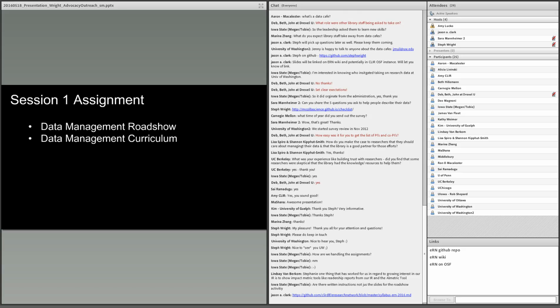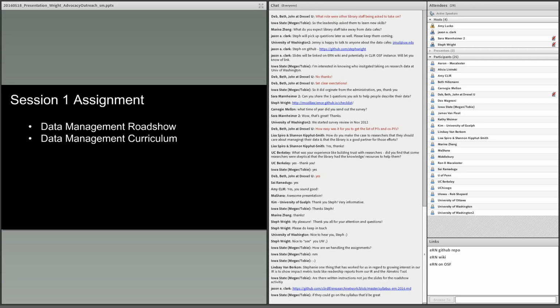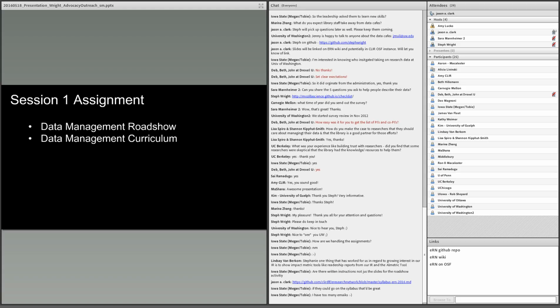Megan and Toby, I can put written instructions in an email today, just to give a little more context. Does that sound okay? Okay. And I did provide a link to the syllabus. I get that, I have too many emails too. Good point. So I'll put on the syllabus a little description of the assignments themselves.